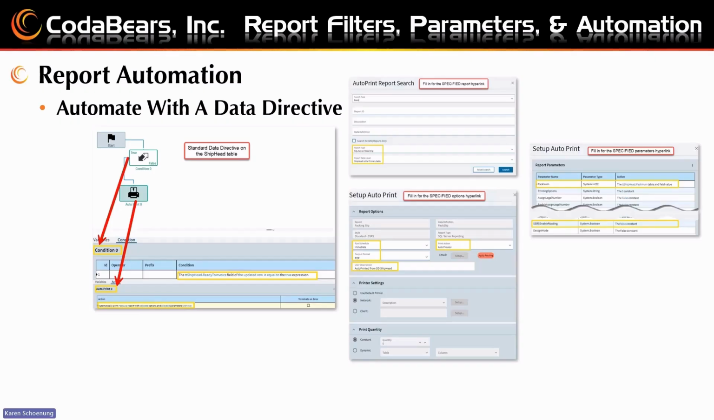Here I created a standard data directive on the ship head table. I have one condition here, and the condition is that the ship head ready to invoice field of the updated row is equal to the true expression. So the ready to invoice field is actually, again, different on the screen. That's the shipped field. If you check the shipped box, that's the ready to invoice field.